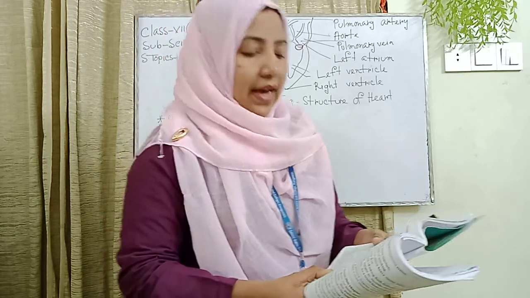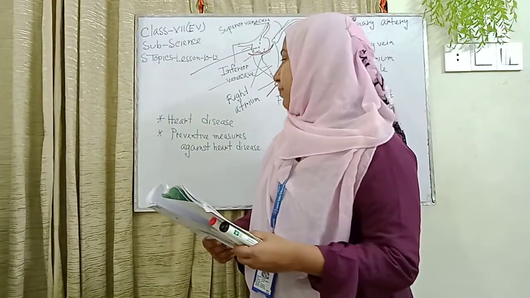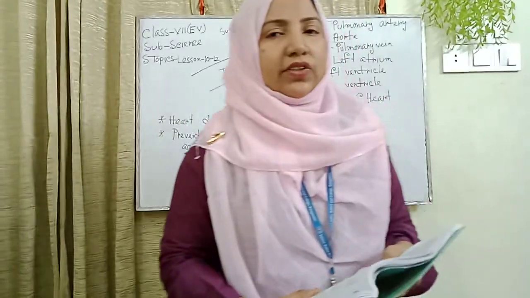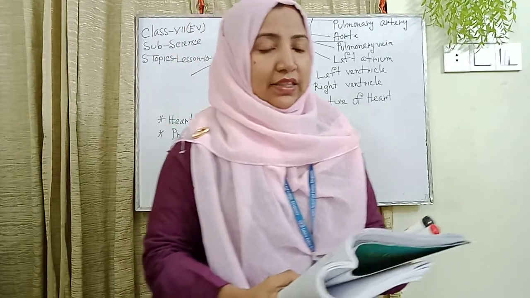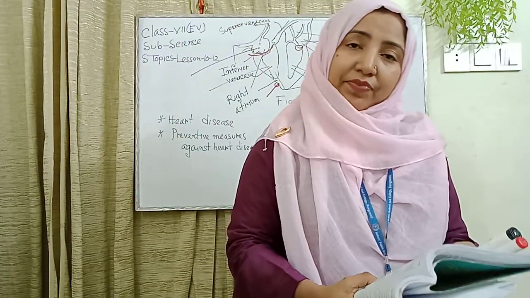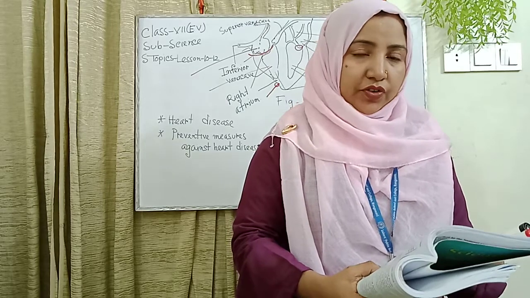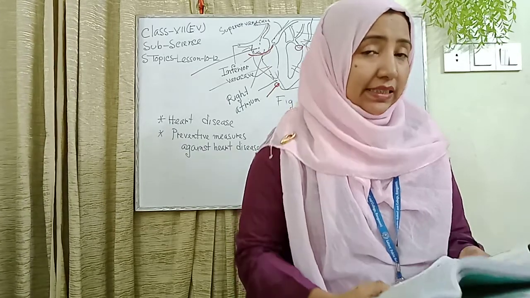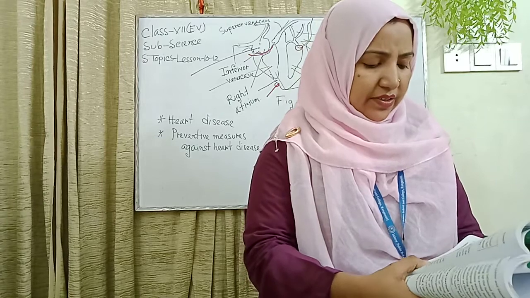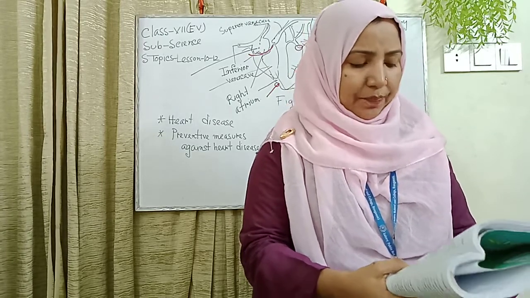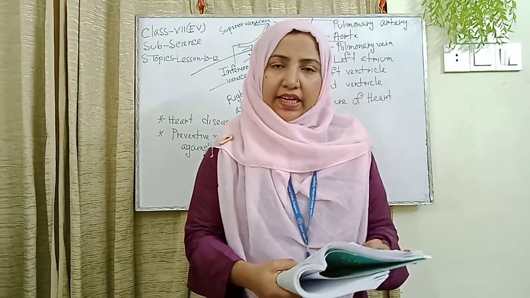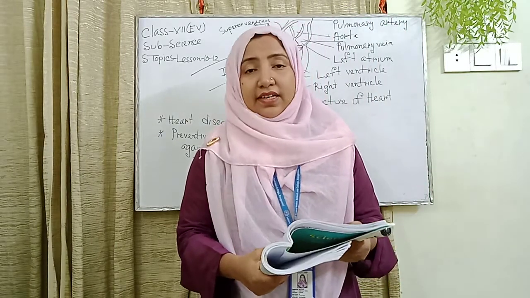Now, our last topic is lessons 11 to 12. Here in lessons 11 to 12 there are 2 parts. The first part is heart disease. The second part is the causes of heart disease, how heart disease starts, and preventive measures against heart disease.